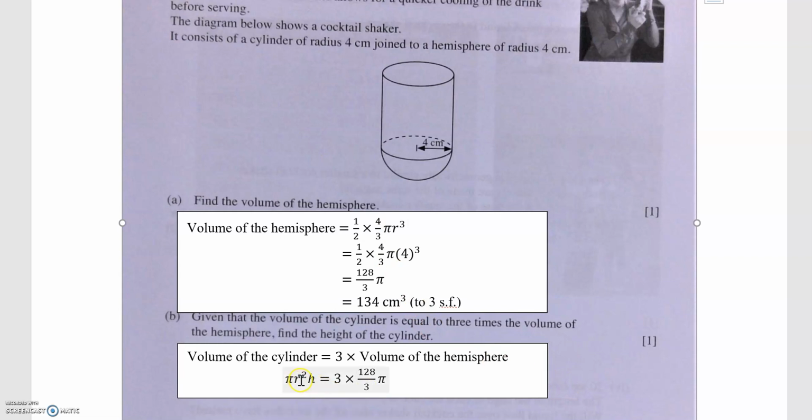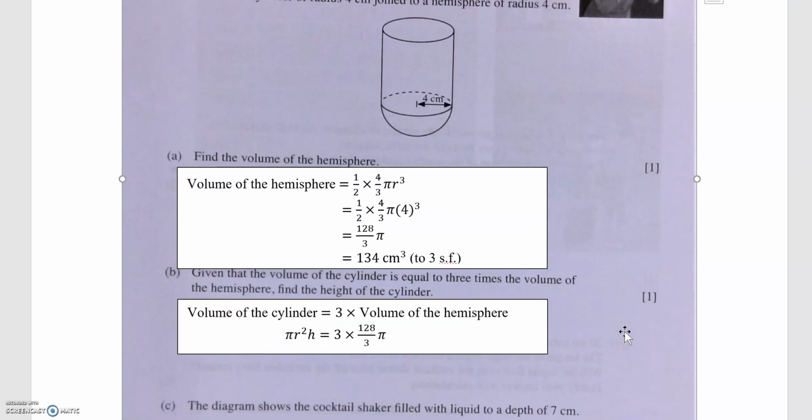And then if I substitute r equals 4, I'll be able to find the height of the cylinder. Now I'll leave you to find the height of the cylinder.